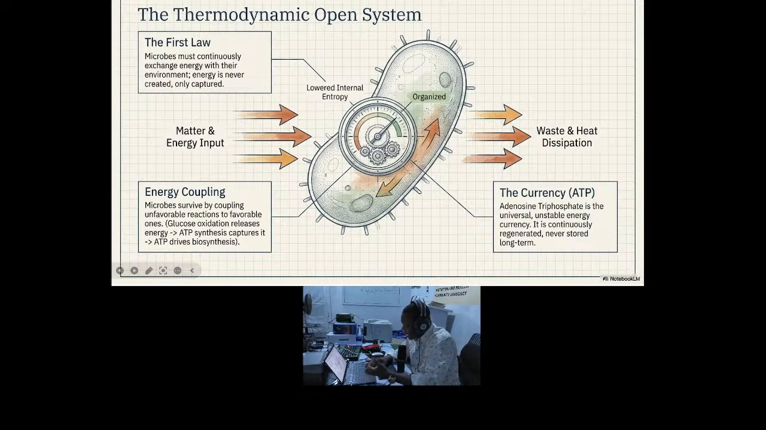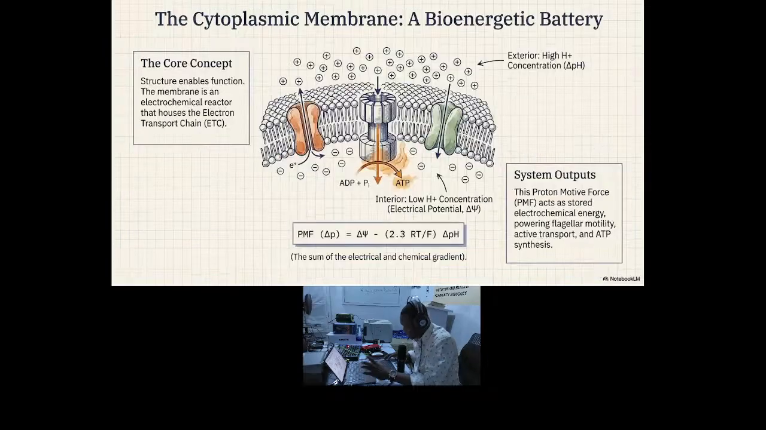And the next one is that all this energy will not be wasted. It will be dissipated into the environment. So that is how you can relate the first law of thermodynamics with the open system of a bacteria.